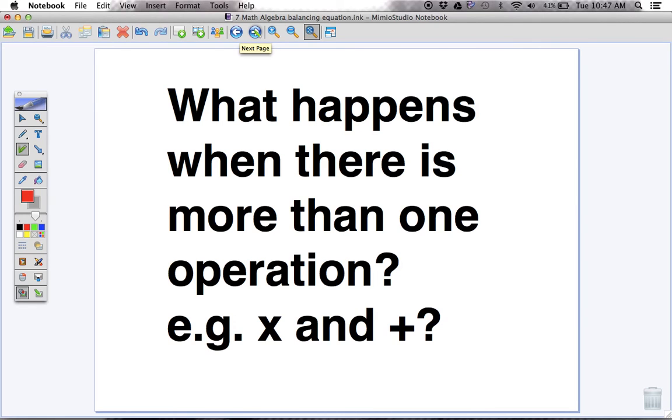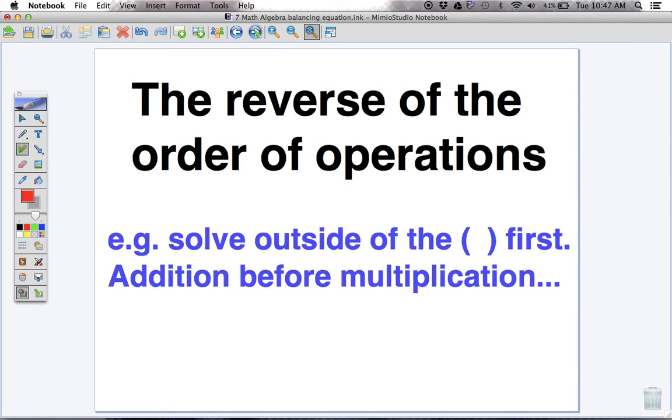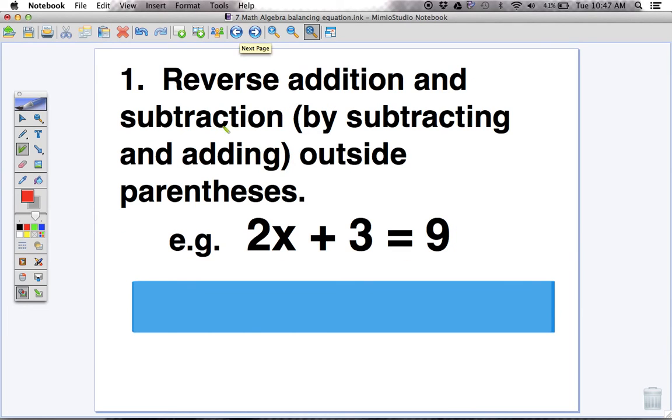For example, if we have multiplication and addition, what's really tricky about this is you actually do the reverse of the order of operations. Normally addition comes after multiplication, but because we're isolating the variable, we're doing it backwards. We do addition before multiplication. Normally we look at the brackets or the parentheses first, and we solve whatever's inside of it. But because we're doing this backwards, we solve what's outside first. So everything goes backwards.